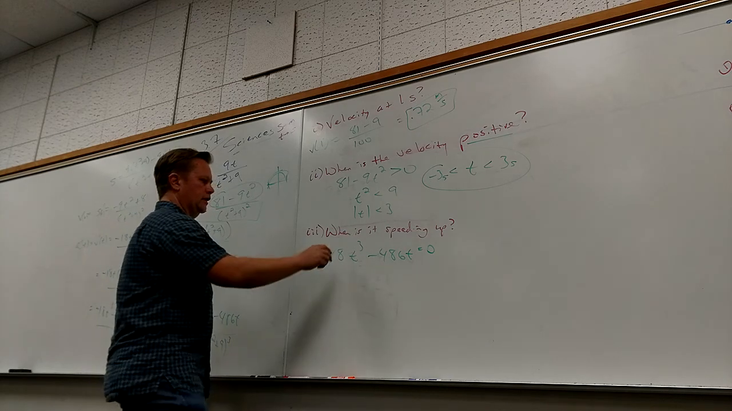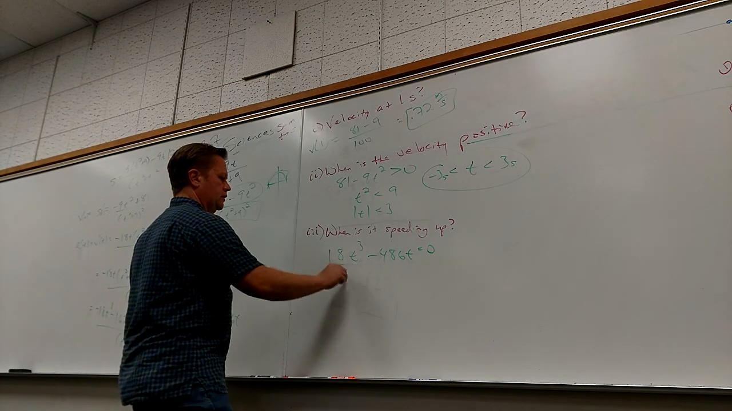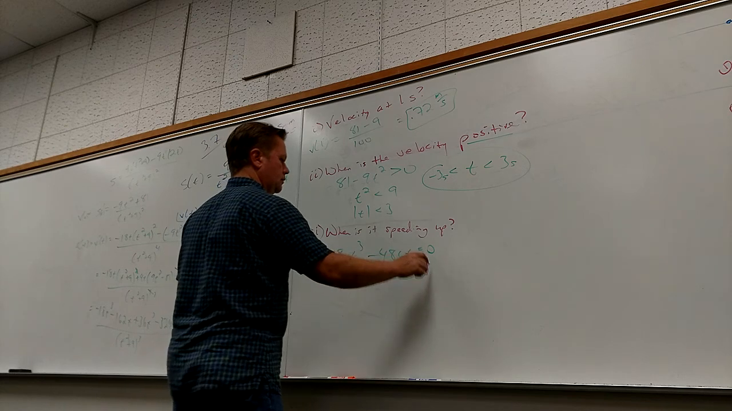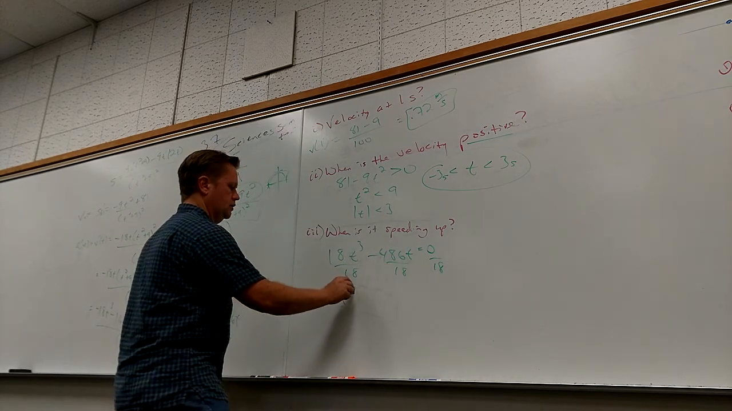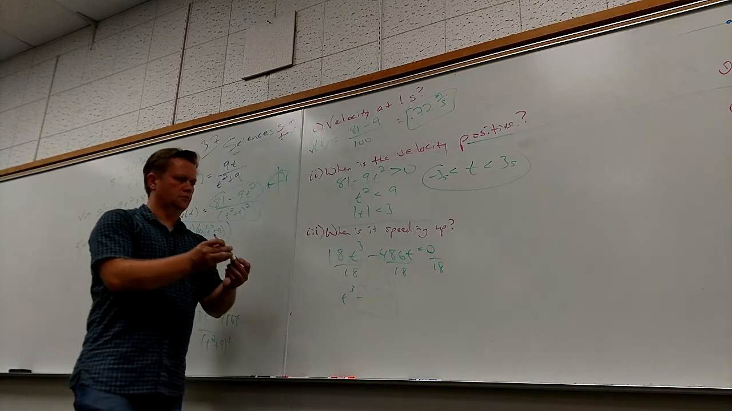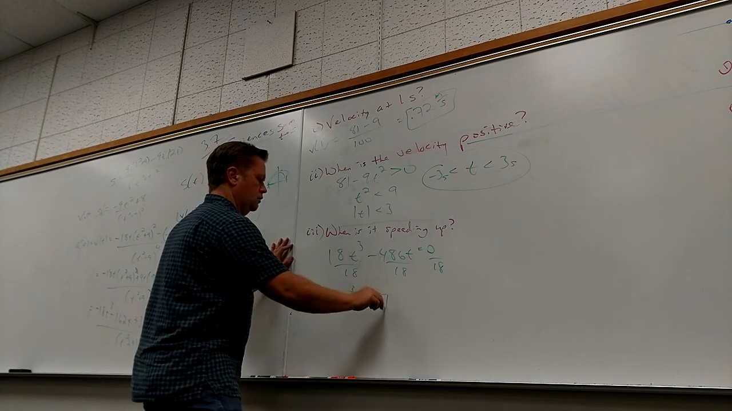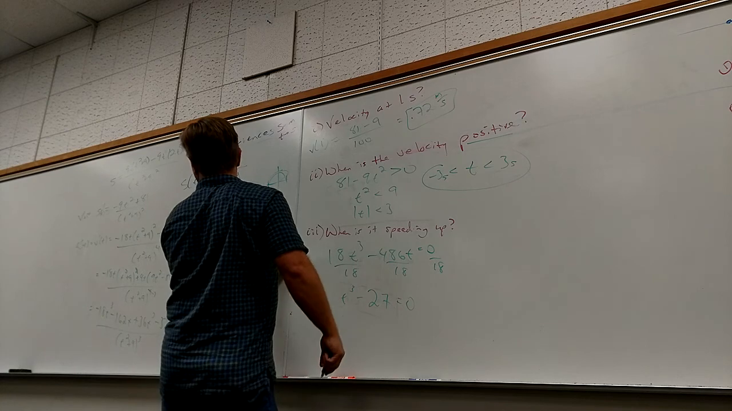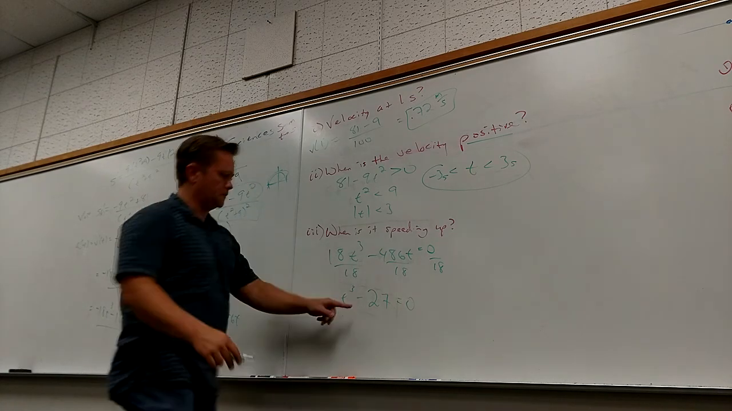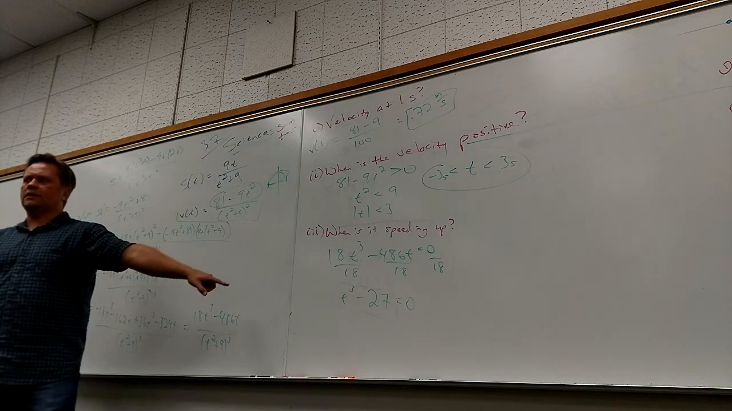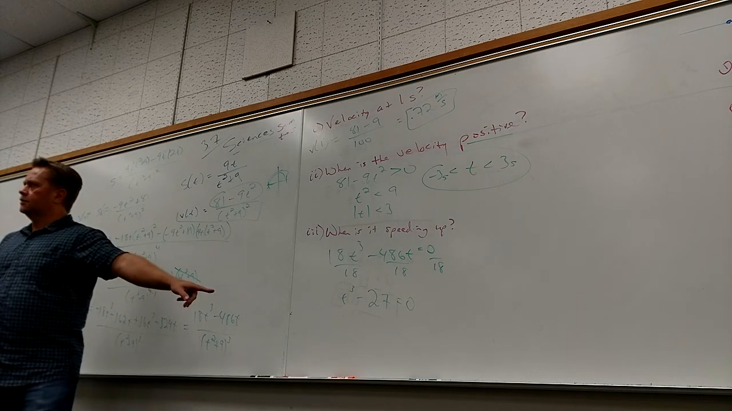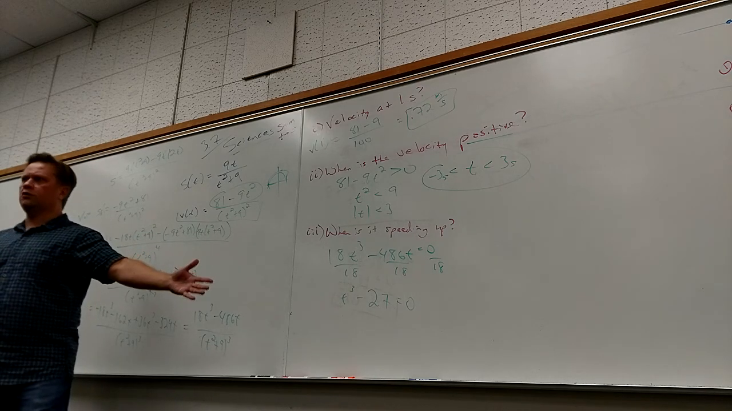So I could kill at 18. So 18, 18, 18. So I get t cubed minus 27? Oh, that so kicks ass. I wish I could take credit for that, but that was a problem for the book. Why does that kick so much ass? It's a perfect cube.